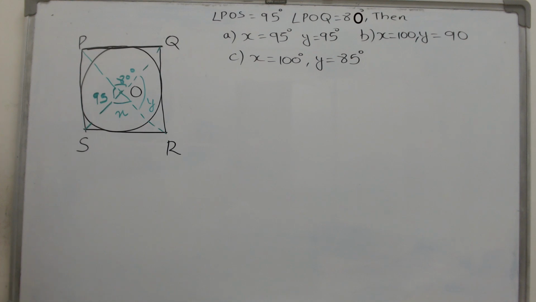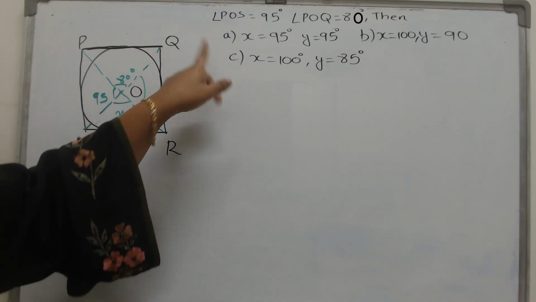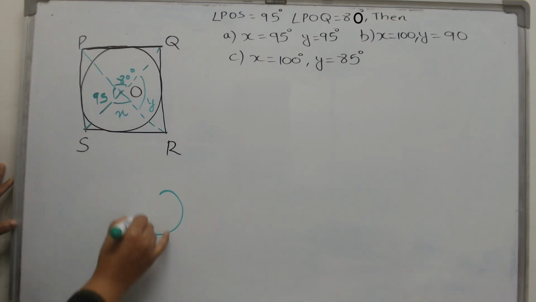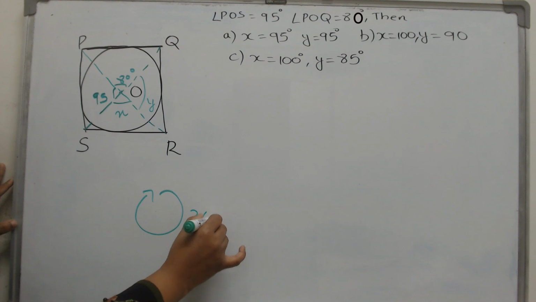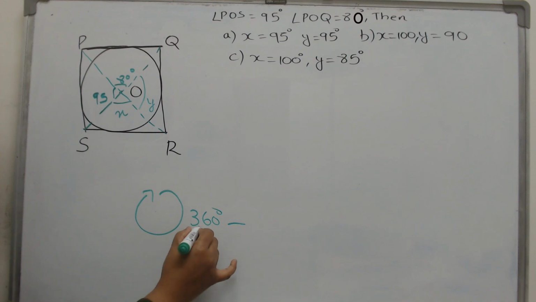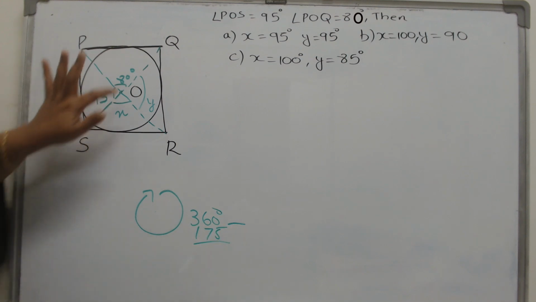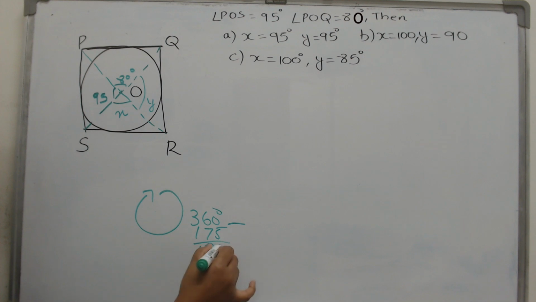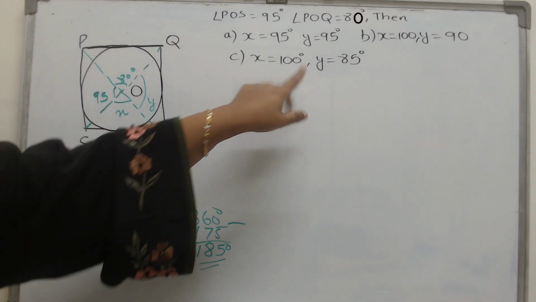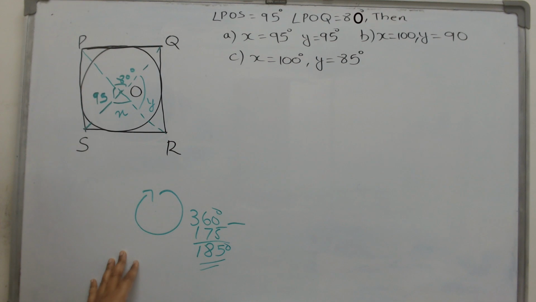Now for that we do not need any complicated 10th grade results. A simple 6th grade maths would be enough for you to know what is the correct answer. We know that a complete revolution makes 360 degrees. Now 95 plus 80 is already 175. Now the remaining two of them should together give you 185 degrees. If you see, there is only one option which adds up to 185. So that is our answer.